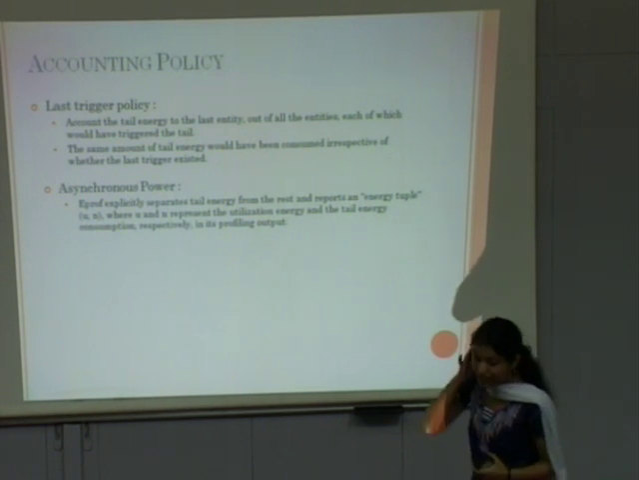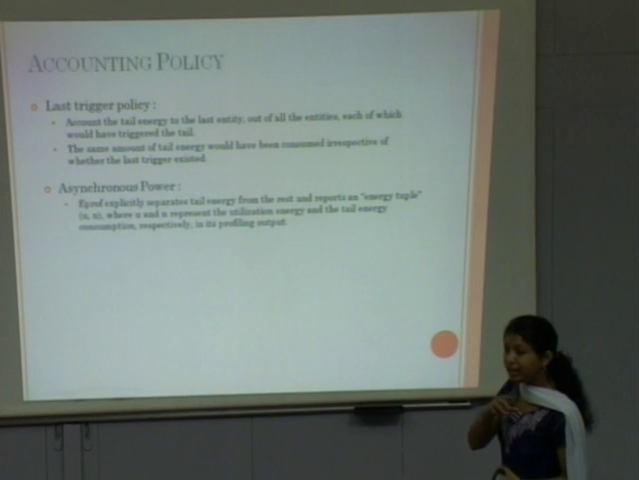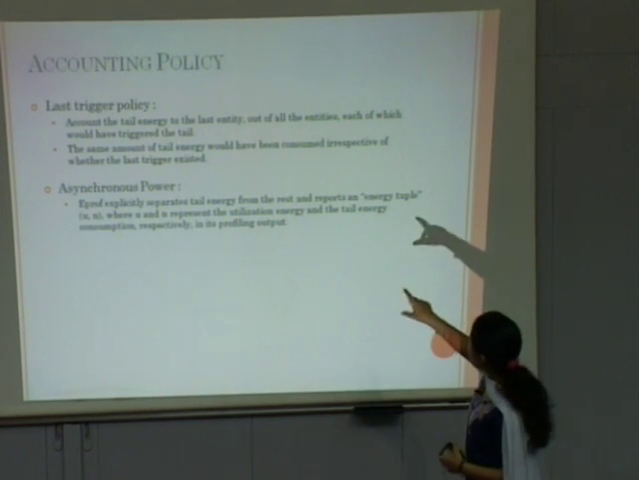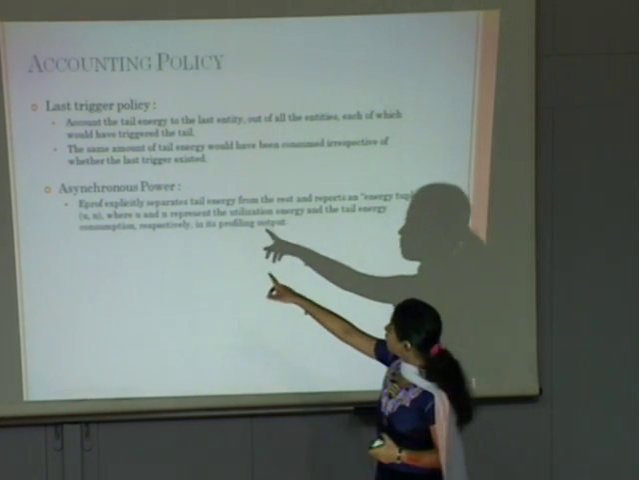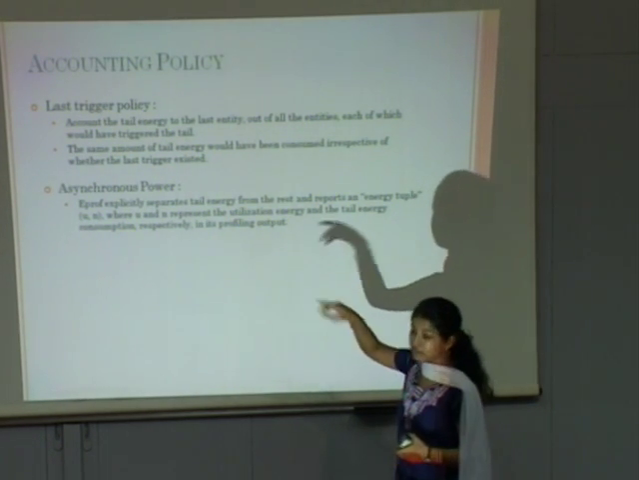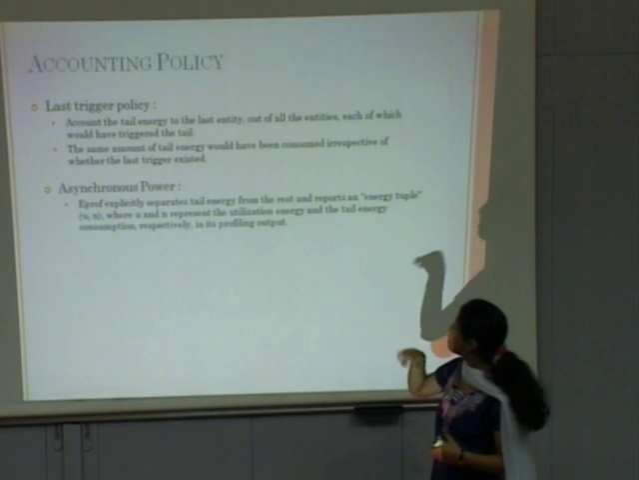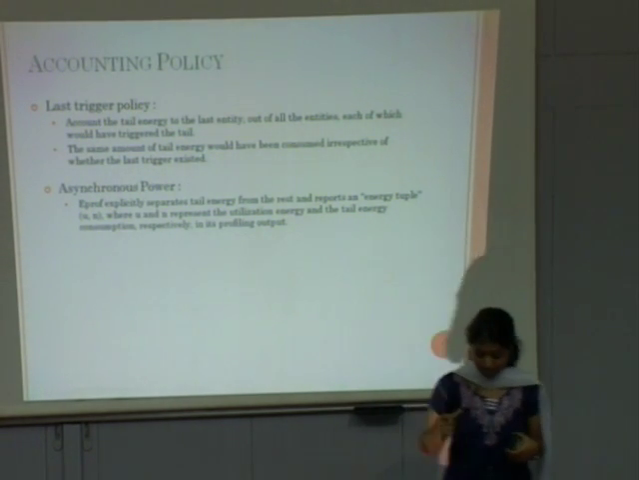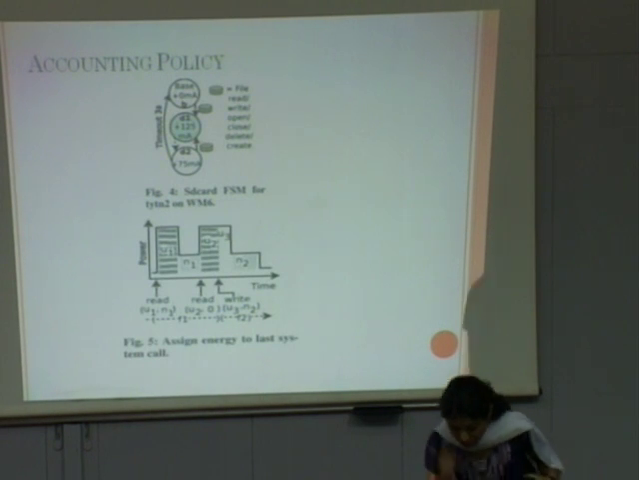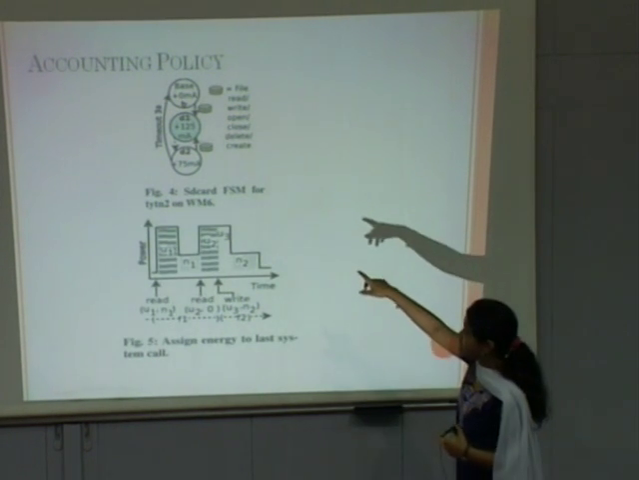Okay, so they are specifying the energy. While they are measuring the energy, they are specifying it as an energy tuple, U, N, where U represents the utilization energy, what that component is actually utilizing, and N the tail energy for that instant. Okay, we'll see an example. Suppose the SD card is there.